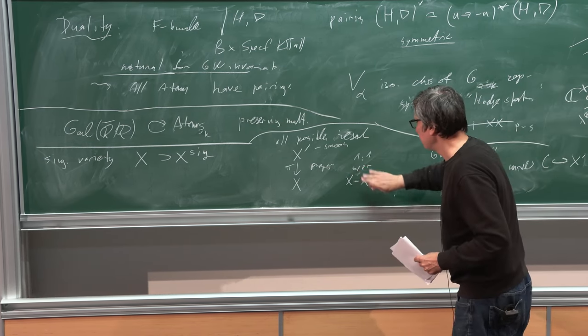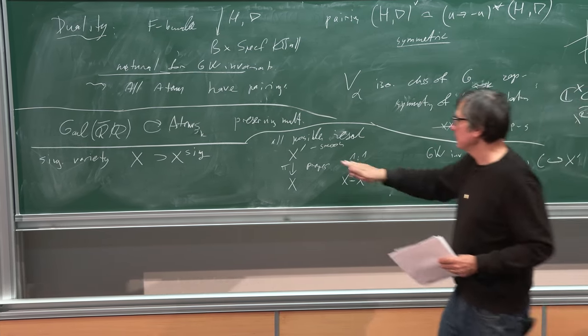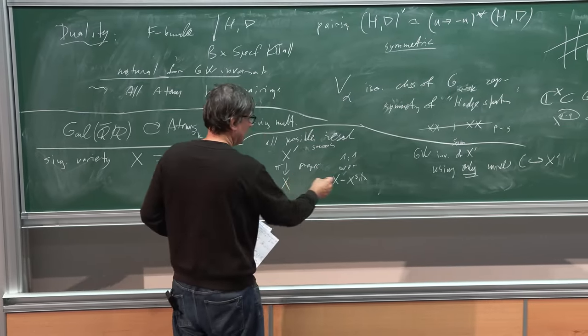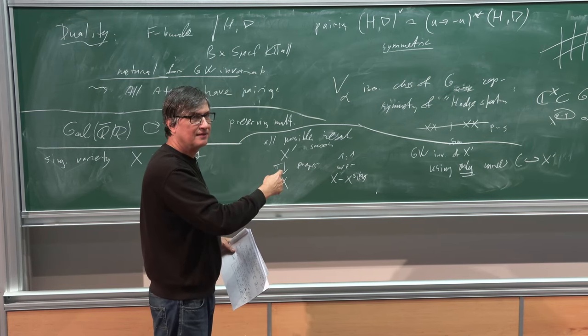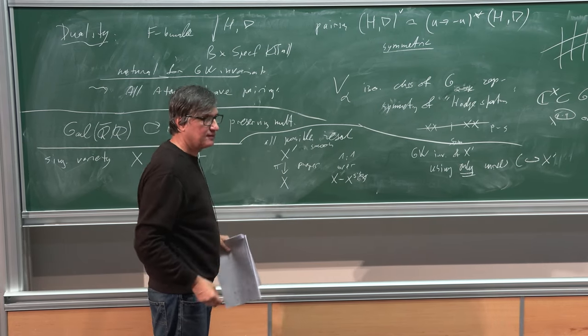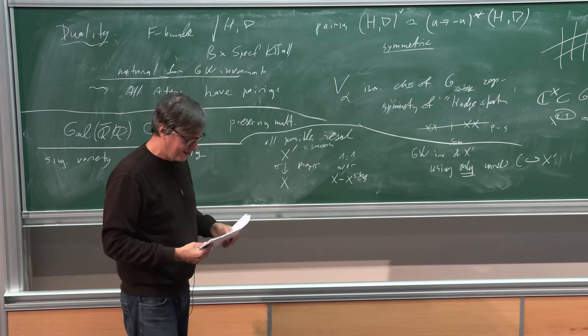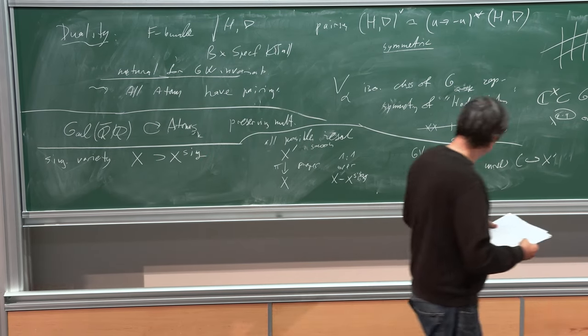Minus x, what did you write? X one-to-one over x minus singular locus, on a smooth part, an isomorphism over there. Yeah, it's a resolution of singularity.